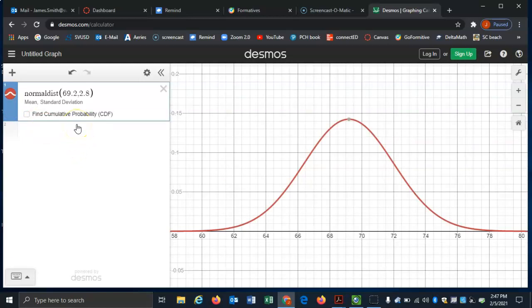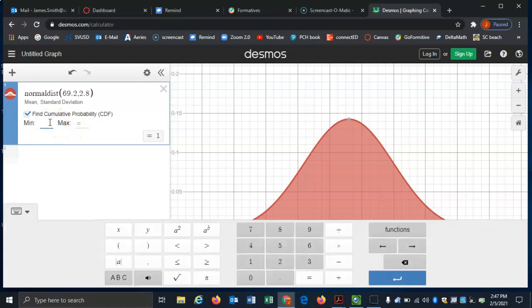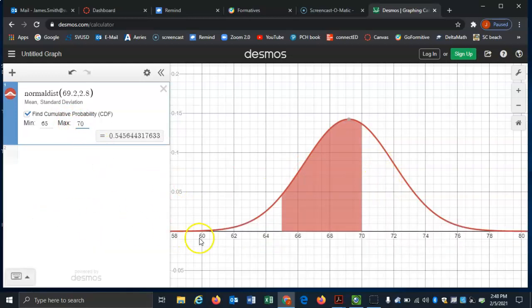So now if you want to start working with some real numbers, just click on the one that says find the cumulative probability, cumulative distribution function, and this is where you put in the boundaries. So when they said between 65 and 70, that just means your minimum is 65, your upper is 70, and there you go. It not only shows you that on the graph, that shaded area, but it also gives you the percent right there. So super easy. What if we wanted to do the second one that said over 6 feet tall?